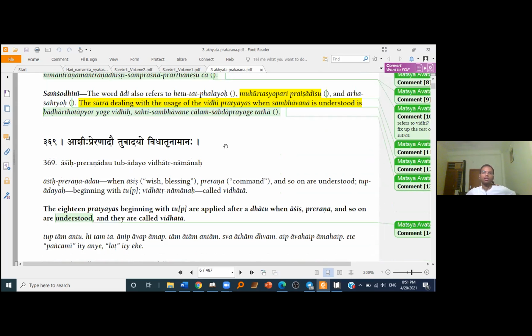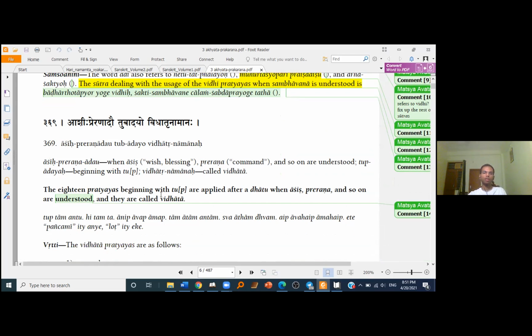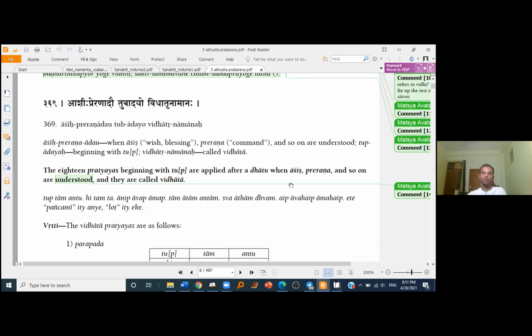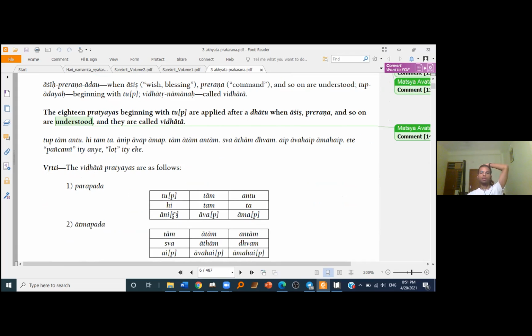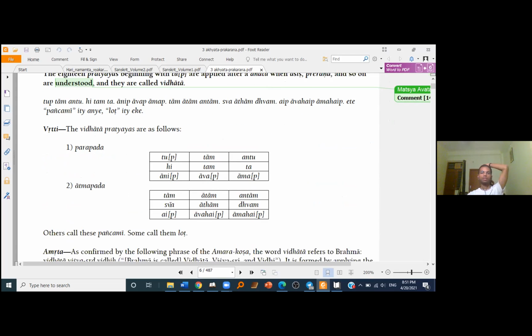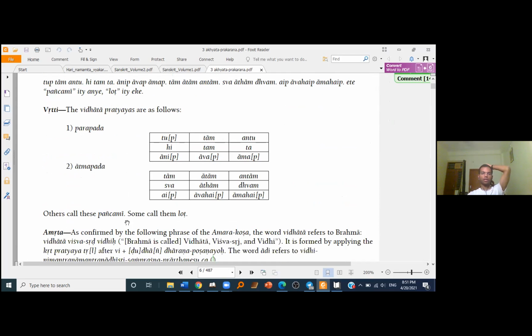Ashih preranadau tuvadayo vidhatri namanah. The 18 pratyas beginning with tup are applied after a dhatu when ashih, which means wish or blessing, prerana, command, and so on are understood, and they are called vidhatri. So the pratyas are tuptamantu, hitamta, anipan, avap, amap, tam, atam, antam, swa, atham, dhvam, aip, avahip, amahip. Some call them lot, others call this panchami.